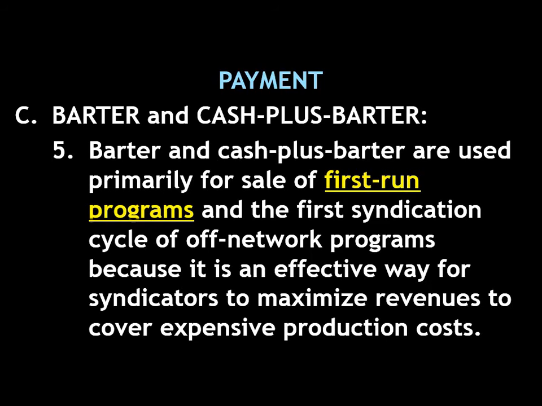Barter and cash plus barter are used primarily for sale of first-run programs and the first syndication cycle of off-network programs because it's an effective way for syndicators to maximize revenues to cover expensive production costs. Syndicators also have a lot of money on the line when they're creating something new. The longer they hold on to something, the less it costs to maintain and provide that product. So generally, they're going to look for as many opportunities to make money on the front end as they possibly can.